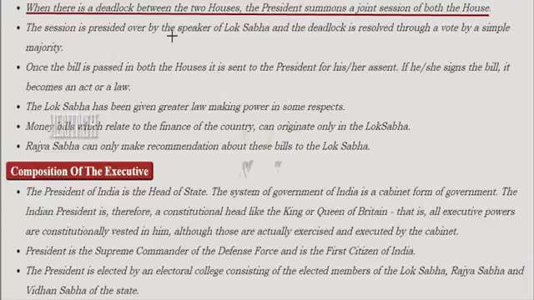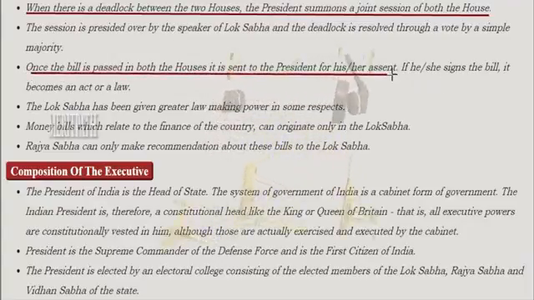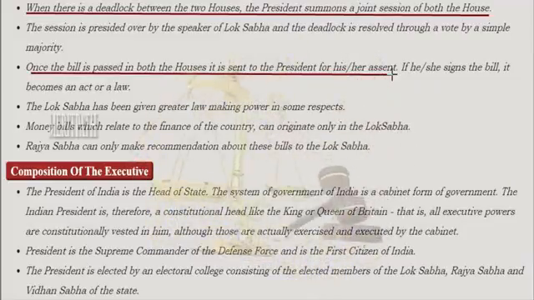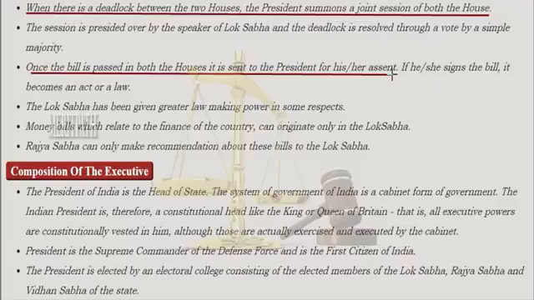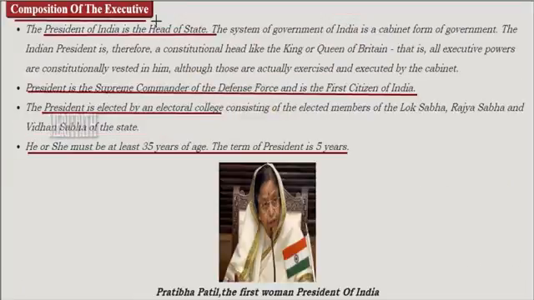When a deadlock is created between the two houses, the President summons a joint session of both the houses. This session is presided over by the Speaker of Lok Sabha, and the deadlock is resolved through a vote by a simple majority. Once a bill is passed in both the houses, it is sent to the President for his or her assent, and if he or she signs the bill, it becomes an act or a law. Lok Sabha has been given greater law-making power.